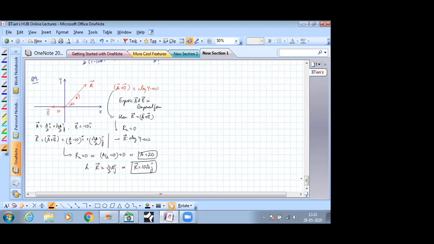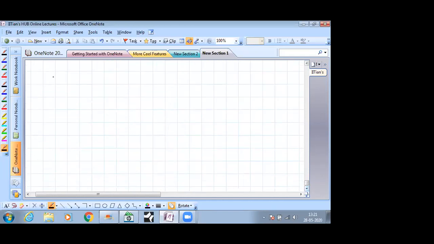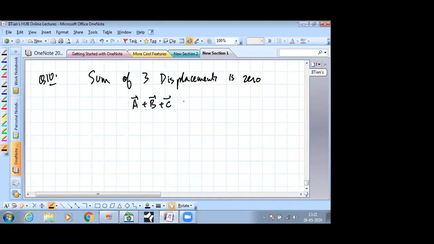Okay, now let's come to question number 10. Question 10 is saying the sum of three displacements is 0. So let's say those displacements are A, B and C. So A plus B plus C, the net displacement should be 0.